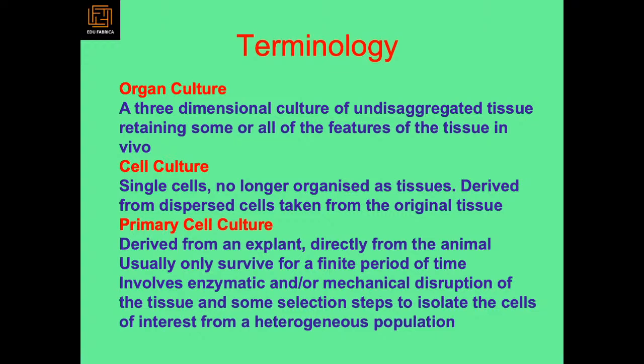Then there's the cell culture we have seen earlier, where single cells grow, or organized tissues. They are no longer organized tissues, and they work together in order to find out the cell mechanism or cell morphology, how things are working. Then comes primary cell culture. These are derived from the explant or directly from the animals, and they will survive only for a finite period of time. They involve enzymatic and mechanical disruption of the tissue and some selection steps to isolate the cells of interest from a heterogeneous population.